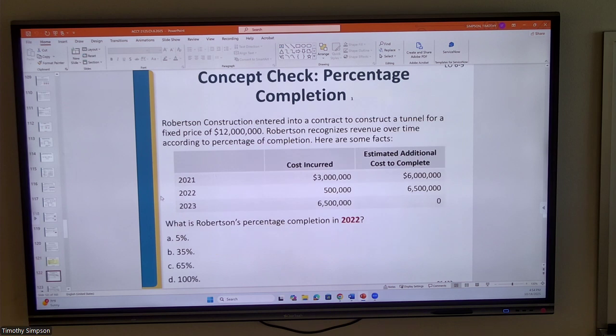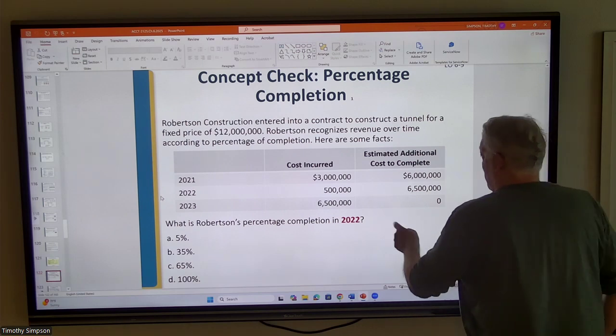Okay. All right. So a quick question here: Robertson Construction entered into a contract. Construction sort of seems to be the theme here. Entered into a contract to construct a tunnel for a fixed price of $12 million. And we're going to carry this example through a lot of different iterations here. They recognize revenue over time according to the percentage of completion. Here are some of the facts. We've got the same years involved: 2021, 2022, and 2023. Costs incurred with an estimated annual additional cost to complete.